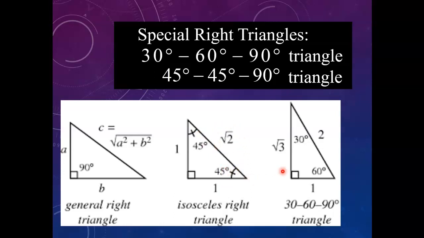The same goes for the 30, 60, 90-degree triangle. This is the ratio of its sides, wherein the hypotenuse is 2. The one opposite the 30-degree angle is half of its hypotenuse. And of course, the one opposite the 60-degree angle is square root of 3.